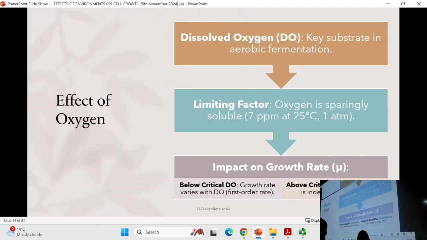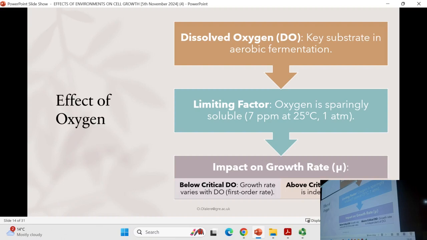So let's look at the effect of oxygen. We've mentioned what? You must be able to tell me the pH tolerance of the microorganism you deal with. You can check references for that, right? Therefore, the effect of oxygen. Oxygen is a key substrate in aerobic fermentation. So you must know oxygen is sparingly soluble, a limiting factor. So it has an impact on what? On growth rate. And to measure dissolved oxygen, that's DO.